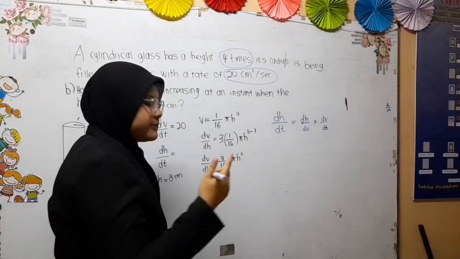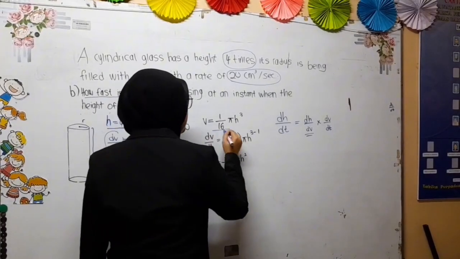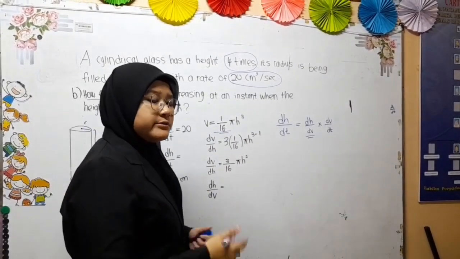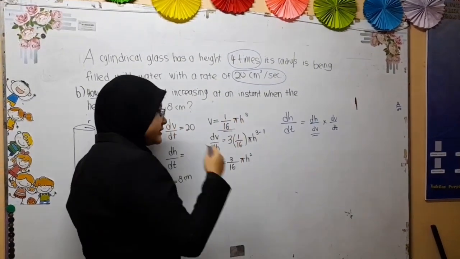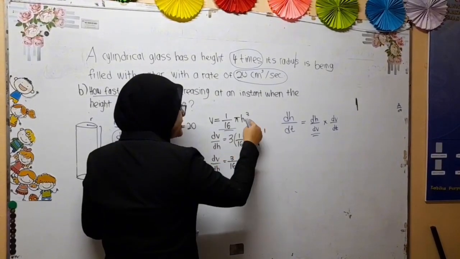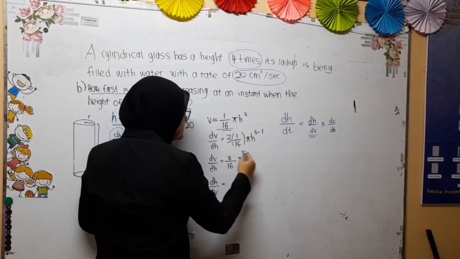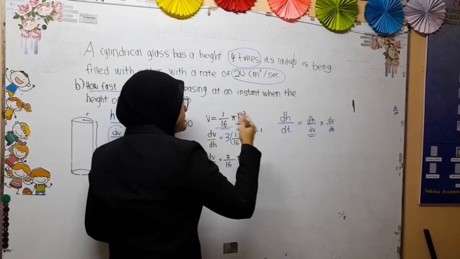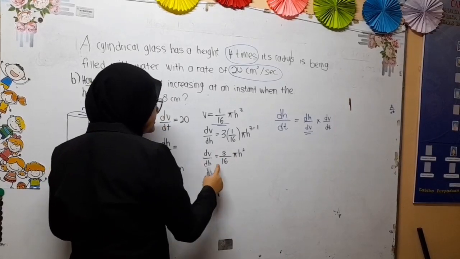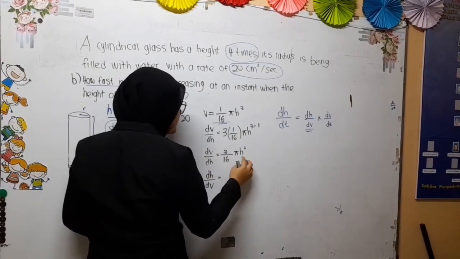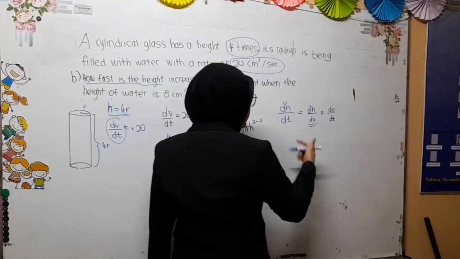Now we want to find dh/dt. We want to find this by differentiating the volume of the cylinder. I will show the steps of differentiating the volume of the cylinder. First, we write dV/dh equal to: bring 3 in front, so 3 times 1/16 times π times h to the power of 3 minus 1. Then we get dV/dh is equal to 3/16 times π times h squared. But this equation is dV/dh, and we need to find dh/dV.